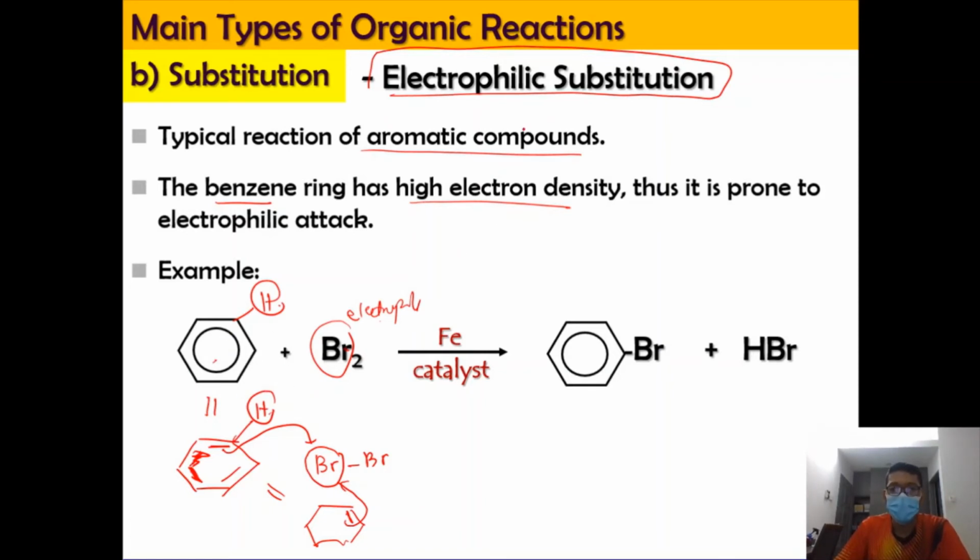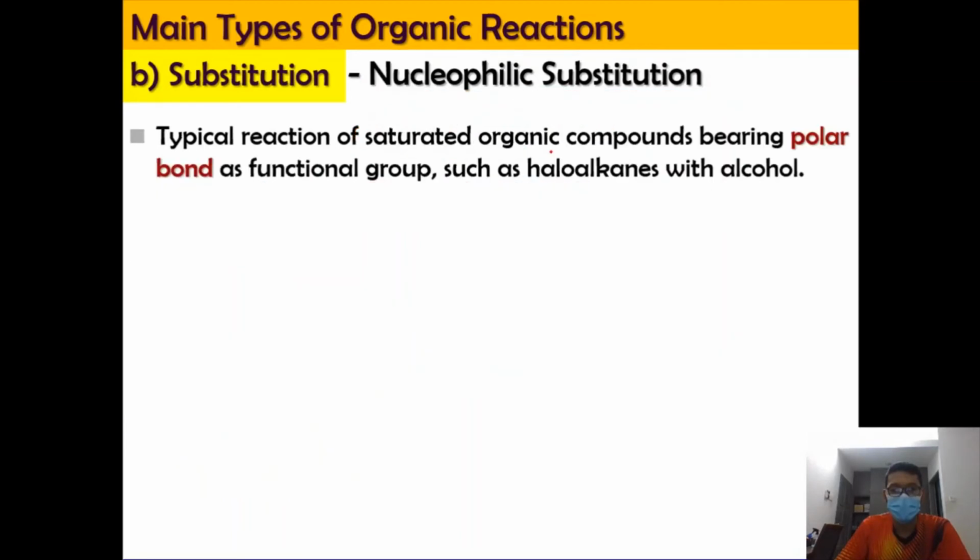Okay, and to be more specific, it can be also known as the electrophilic aromatic substitution because it involves aromatic compound. Okay, now we go into the nucleophilic substitution. So for nucleophilic substitution, it's basically a reaction of saturated organic compound bearing polar bond as the functional group. For example, haloalkane or alcohol.